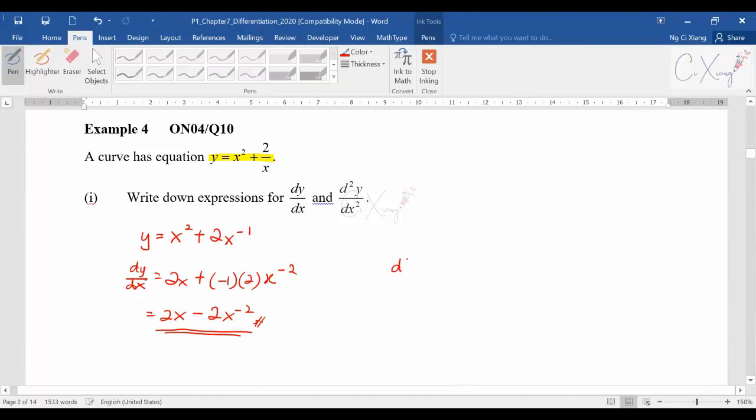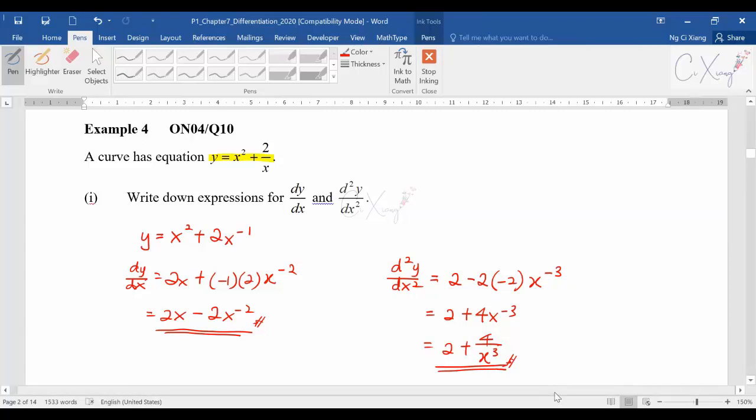Then if you want to continue to get the second derivative, start from dy dx. Differentiate 2x, you get 2. Minus 2, you just copy it, it's a constant. So negative 2, you put in front, then negative 2 in front, copy x, power minus 1 becomes negative 3. Then simplify it. That's why the second derivative of this equation will be 2 plus 4 over x power 3. So this is what you have for the higher order of differentiation.